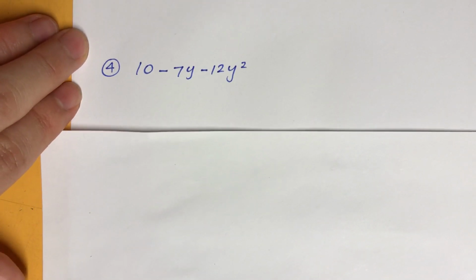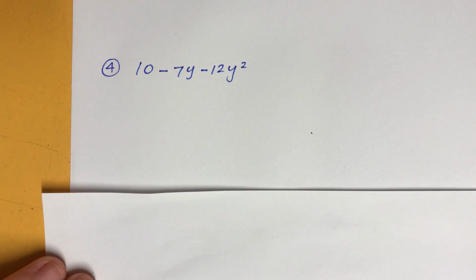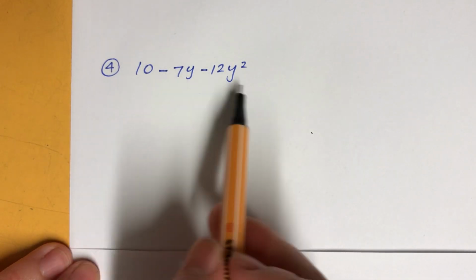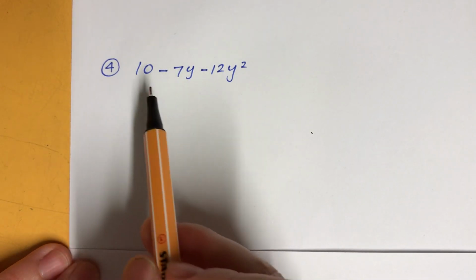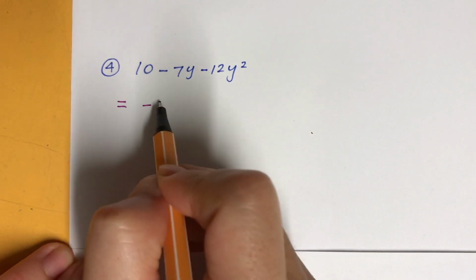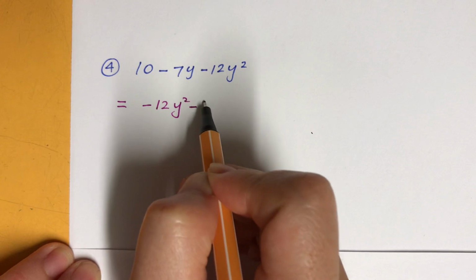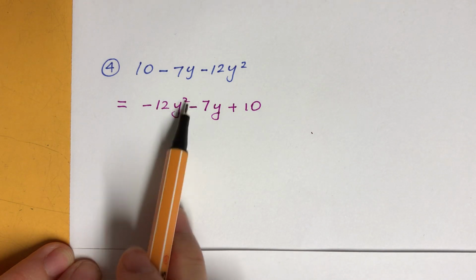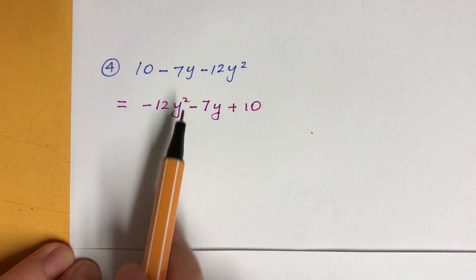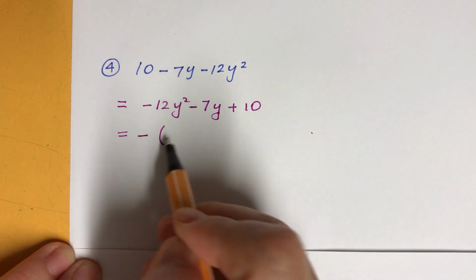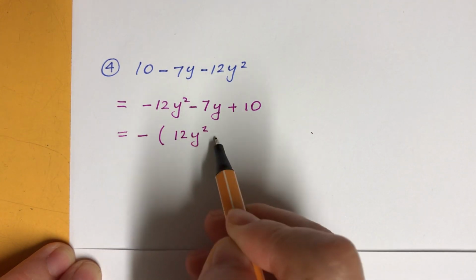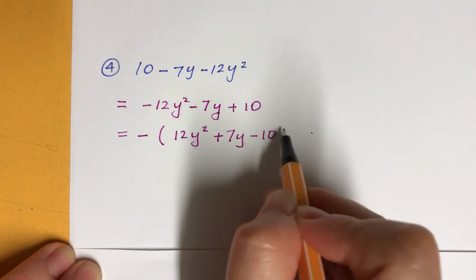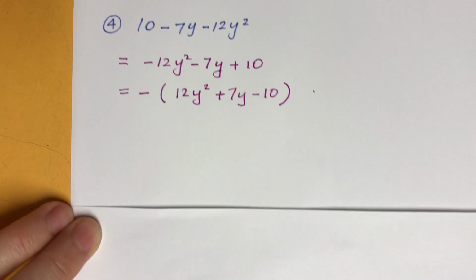This one looks a little bit different, but it's still quadratic. It's a non-monic quadratic trinomial. Now we need to put it in order of the power. So I'm going to put minus 12y squared minus 7y plus 10. And I don't like this negative in front of the power of y squared. So I'm going to take the negative out and then rewrite the expression. Make sure that the signs change. Okay. All right. Now I'm going to factorize this.